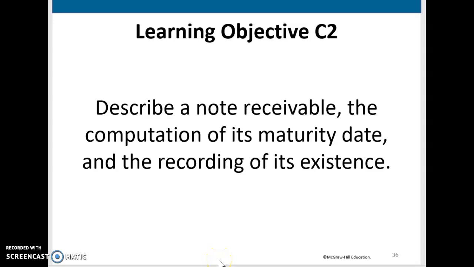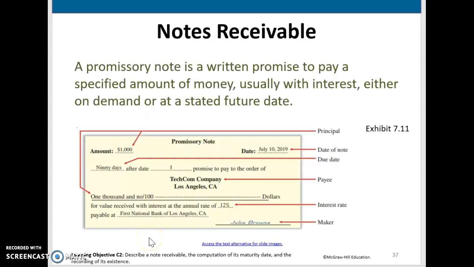Following accounts receivable on our balance sheet, we might see something called a note receivable. So let's talk about exactly what is a note receivable. This is a written promise to pay a specified amount of money, and we usually charge interest on this, either on demand or at some future date. What you see in front of you is called a promissory note.